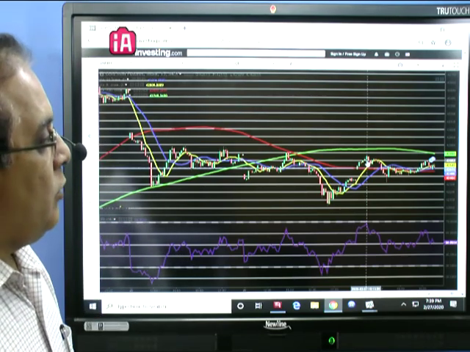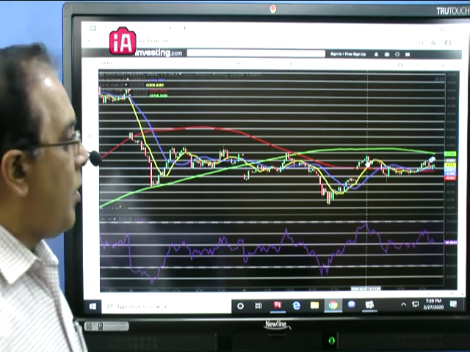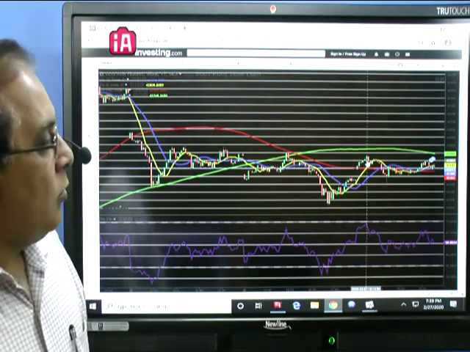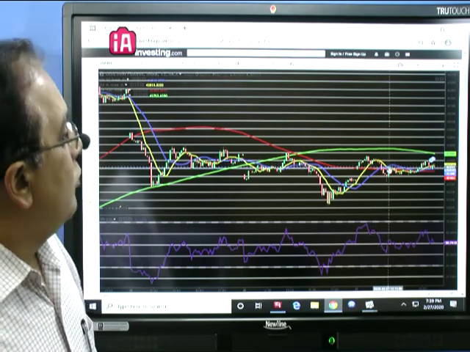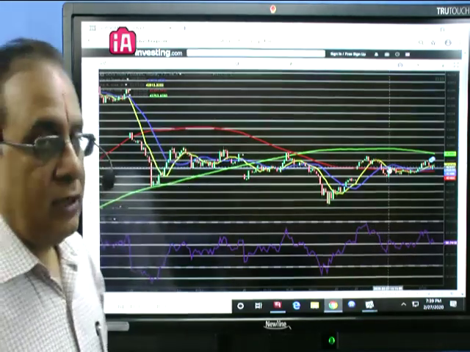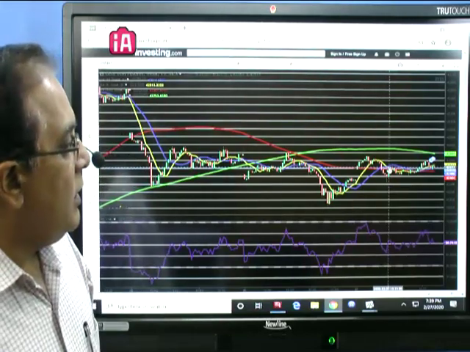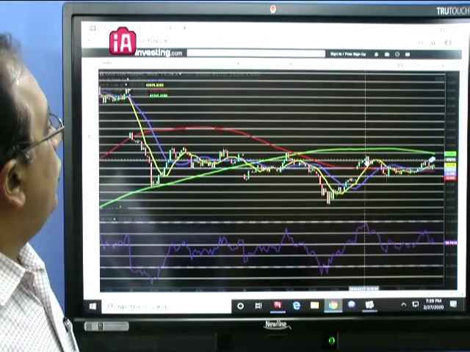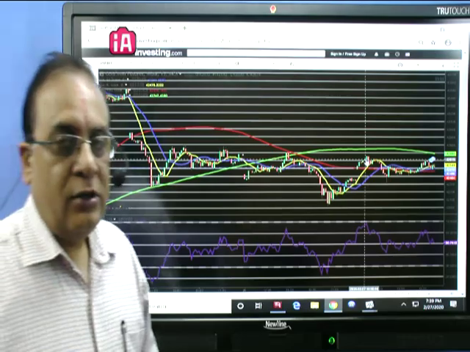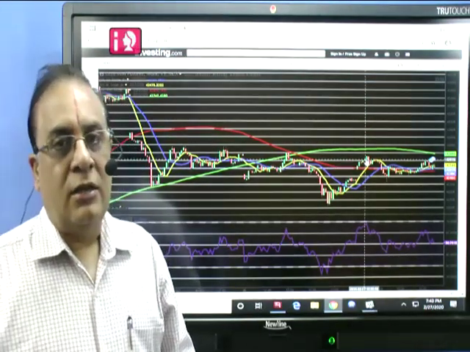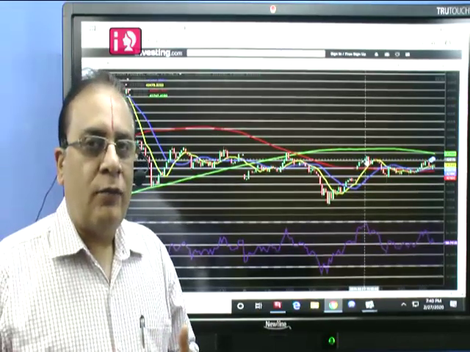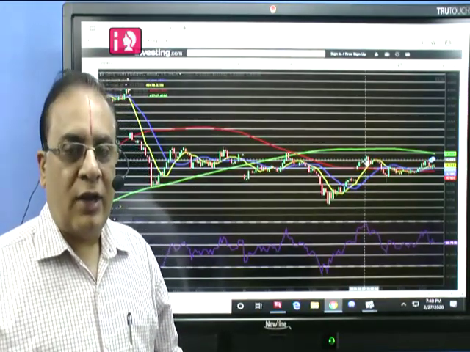And if you're going short, my suggestion is that if you want to go short in gold, go short below this low, which is 42,383, and you can keep 42,655 as a stop loss. Go short below 42,383, so somewhere around 200, 250 rupees. So something like 0.5% you need to sacrifice.